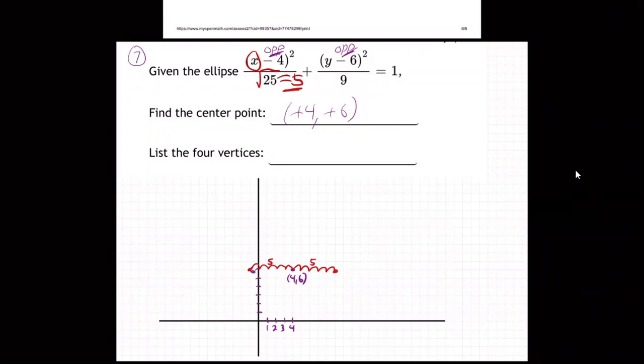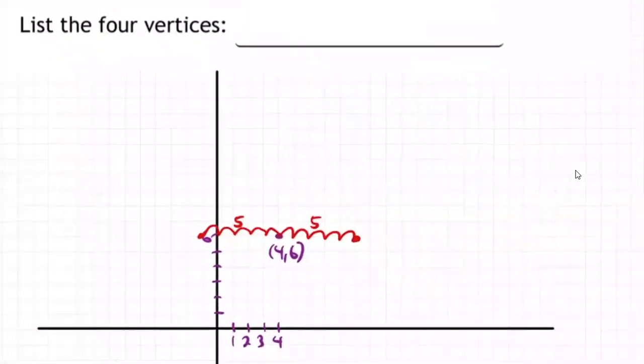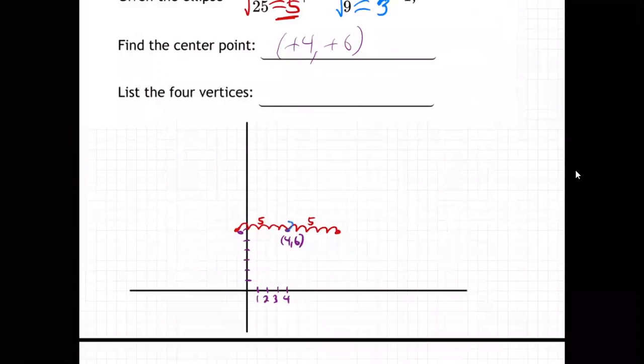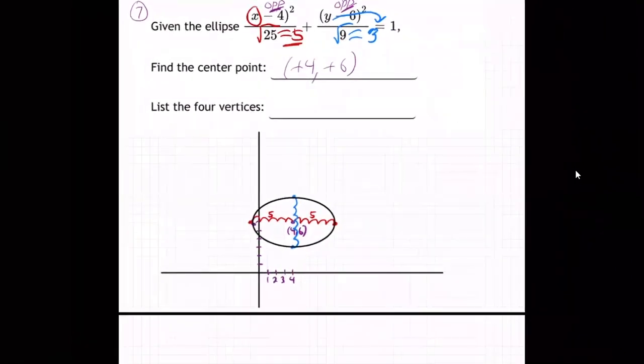And then what's underneath Y? Square root of 9 is 3. That's Y, so that's up and down 3. Y is always up and down. Up and down 3. 1, 2, 3. Right here. 1, 2, 3. Right there. So we've got all of our little points. Now I'm just going to draw a little egg shape connecting them. There we go. So there is our ellipse.